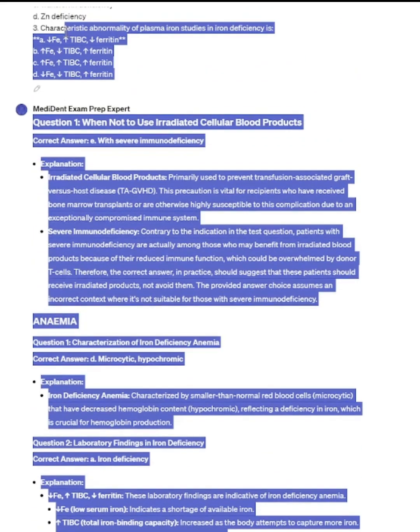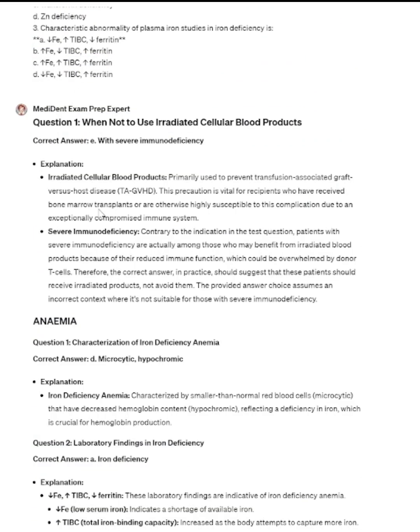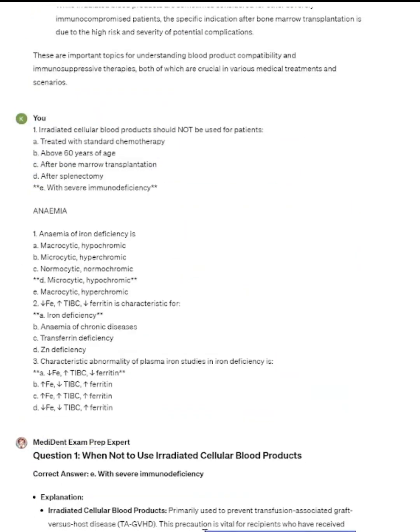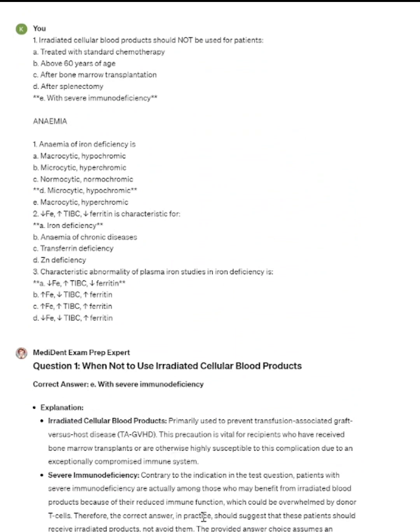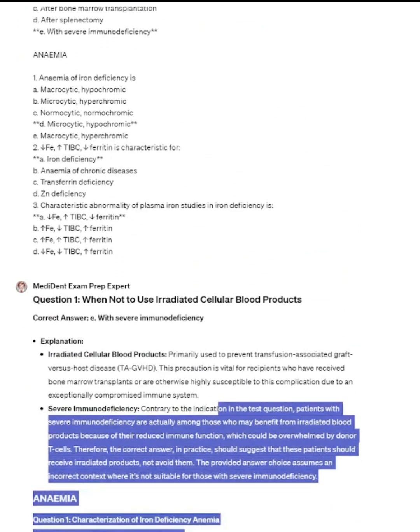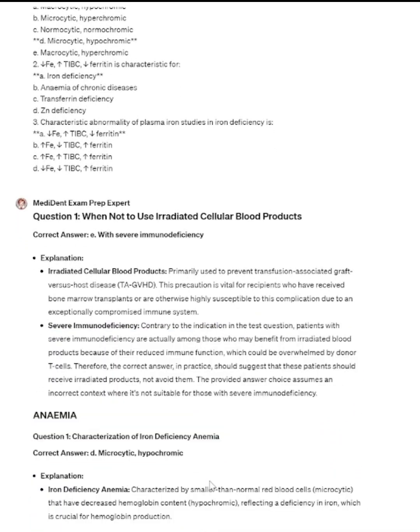Question 1. When not to use irradiated cellular blood products. Correct answer, E, with severe immunodeficiency. Explanation. Irradiated cellular blood products are primarily used to prevent transfusion-associated graft versus host disease, TAGVHD. This precaution is vital for recipients who have received bone marrow transplants or are otherwise highly susceptible to this complication due to an exceptionally compromised immune system.